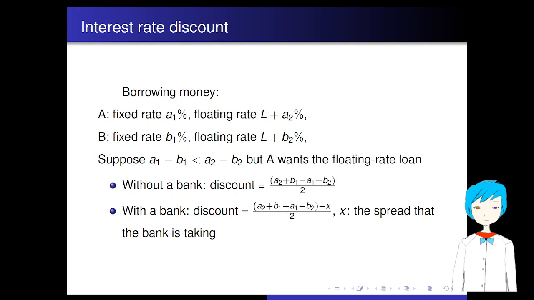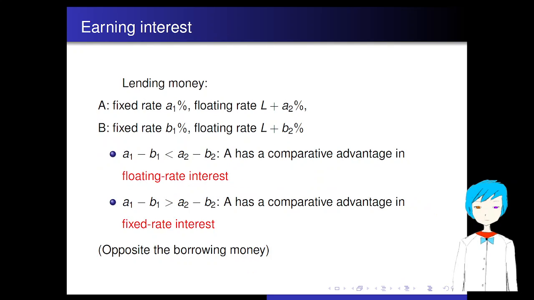So it's opposite to borrowing money, because now both sides are earning money. So if A1 minus B1 is larger than A2 minus B2, then A has a comparative advantage in earning the fixed rate interest. So that's different from the loan. And we should pay attention to this.